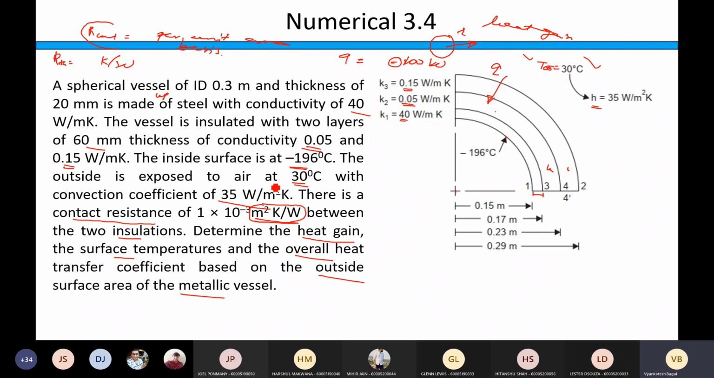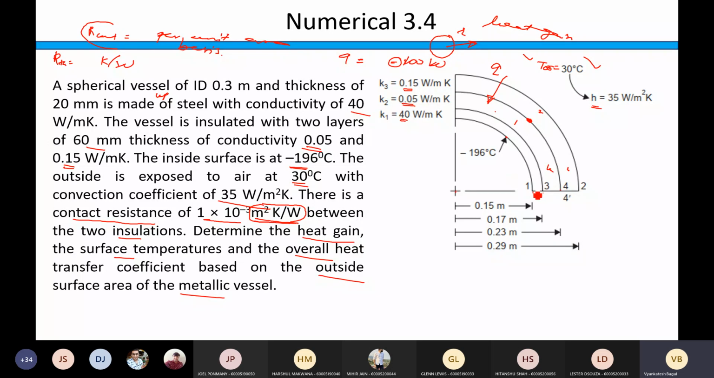And one more thing which is mentioned here is this one. There is a contact resistance of 1 into 10 raised to minus 3 meter square Kelvin per watt between the two insulations. Now, this is your insulation 1 and insulation 2, and in between there is a contact resistance. So this layer will give some kind of contact resistance, correct? That's why you will see there are two notations used for temperature.